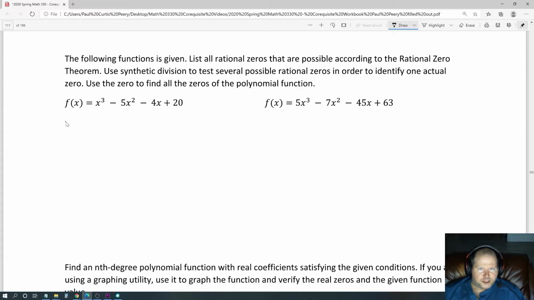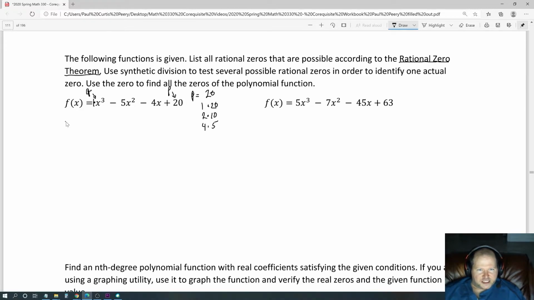Okay, so first we are going to do the rational zero theorem, which we just went over. In this case the P would be from the 20, and the Q would be from the 1. So first let's figure out what our P's are. We're going to split the 20: 1 times 20 is 20, 2 times 10 is 20, 4 times 5 is 20.